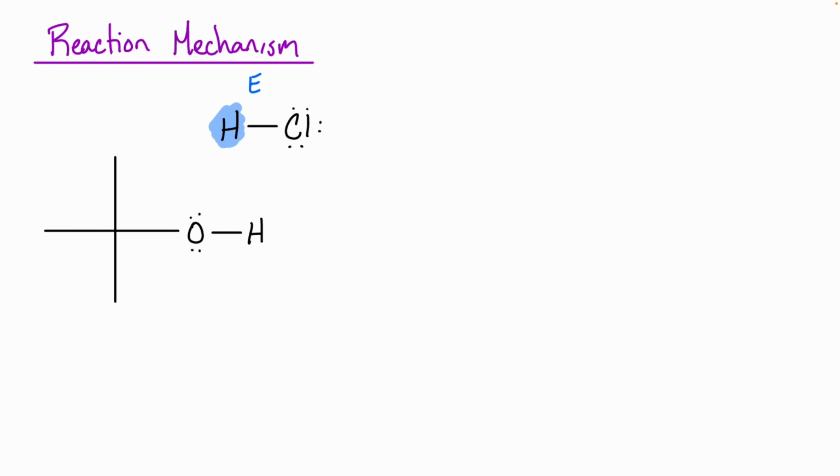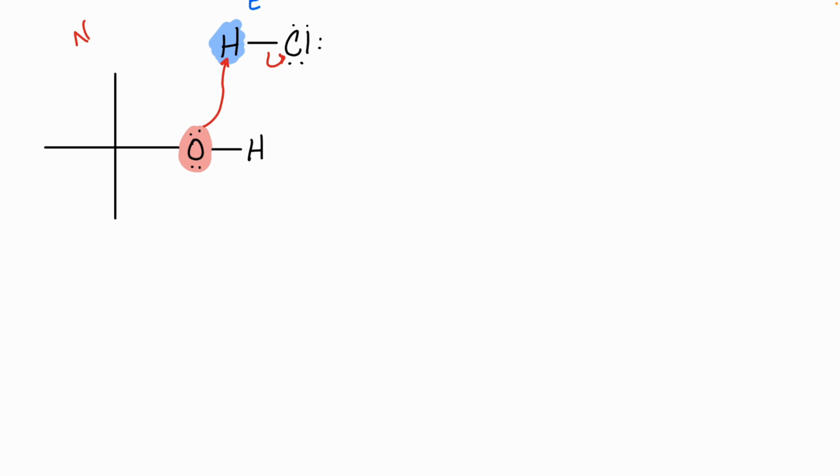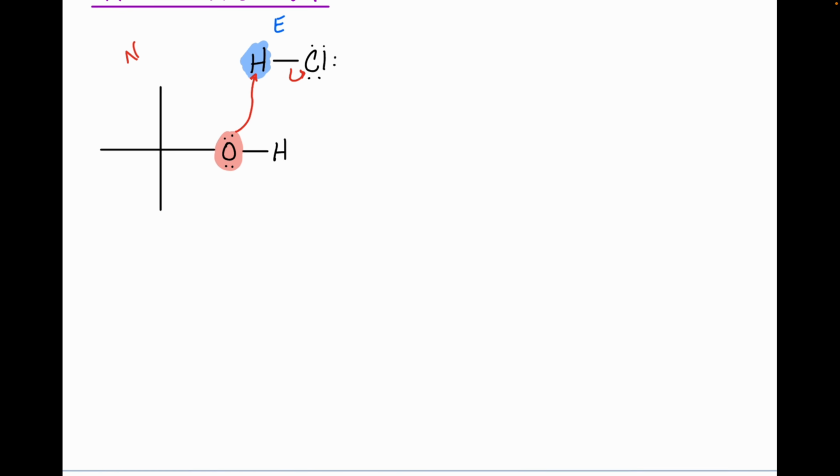The oxygen, and how do I know it's the oxygen? Because of the lone pair, right? Because that pair of electrons. Okay, cool. So we got our nucleophile, we got our electrophile. What do nucleophiles do to electrophiles? Attack. All right, and we'll kick off that chloride ion as our leaving group.